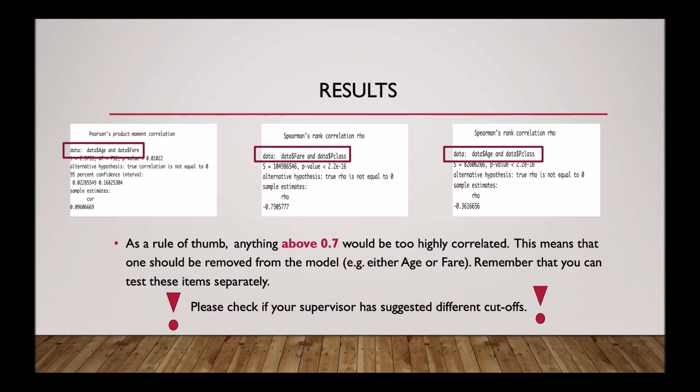And here are our results. As a rule of thumb, anything above 0.7 would be too highly correlated. As you can see, one correlation is majorly above 0.7, and that is between age and fare. This means that ideally we should only have one of these in our model, but you can test these items separately. Please remember though to check if your supervisor has different cutoff points.